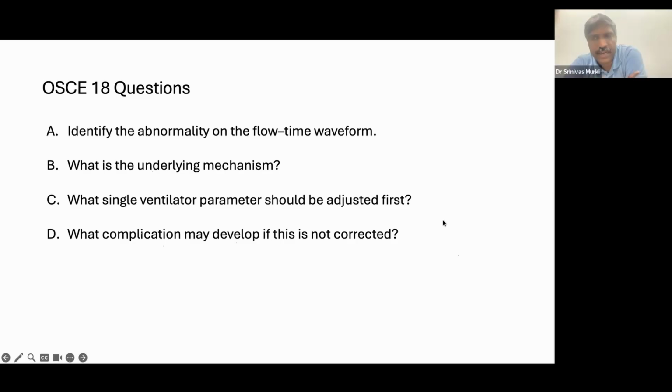Okay, I think there is a myth that in MAS you have to keep a high rate. MAS requires a very low rate because you have to keep your TE very long, significantly long, as there is a lot of airway resistance. Right. So what complication may develop if this is not corrected?